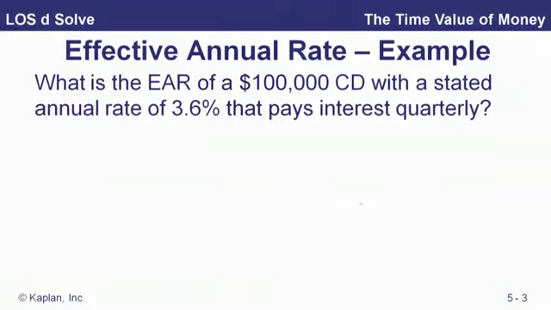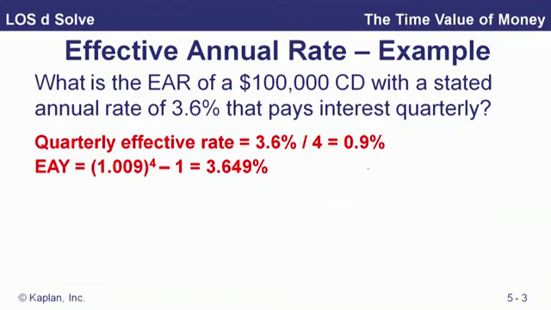Let's do an example of the effective annual rate here. If we've got a $100,000 CD, that's a bank certificate of deposit, and it has a stated annual rate of 3.6% that pays interest quarterly. Well, we need to figure out the effective annual return or effective annual rate on this. So we divide that by 4. There it is right there.